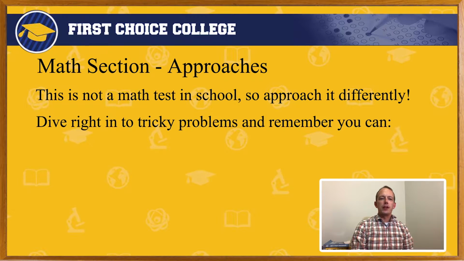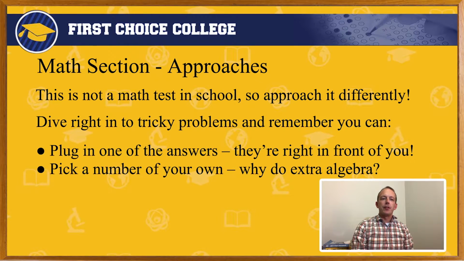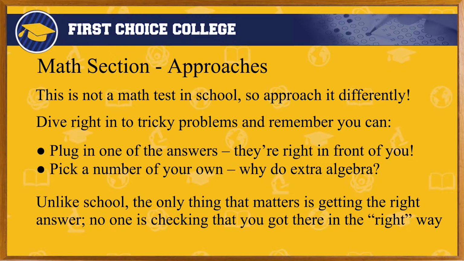One of these is when we're on a tricky problem, plug in an answer. You have your multiple choice answers in front of you. It has to be one of those. Start plugging those in and thinking about what that tells you about the problem. Maybe you get it right just like that. If that doesn't work, you can also think about picking a number of your own. In percentage problems, you can plug in the number 100, and that often will tell you an answer very quickly and easily without doing unnecessary algebra.